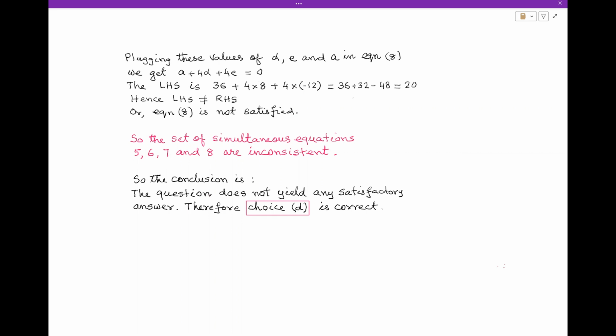Therefore, we come to the conclusion that the set of equations 5, 6, 7 and 8 are inconsistent. Therefore, our conclusion is the question does not yield any satisfactory answer. Therefore, choice D is correct. Choice D is no number. No number is correct.